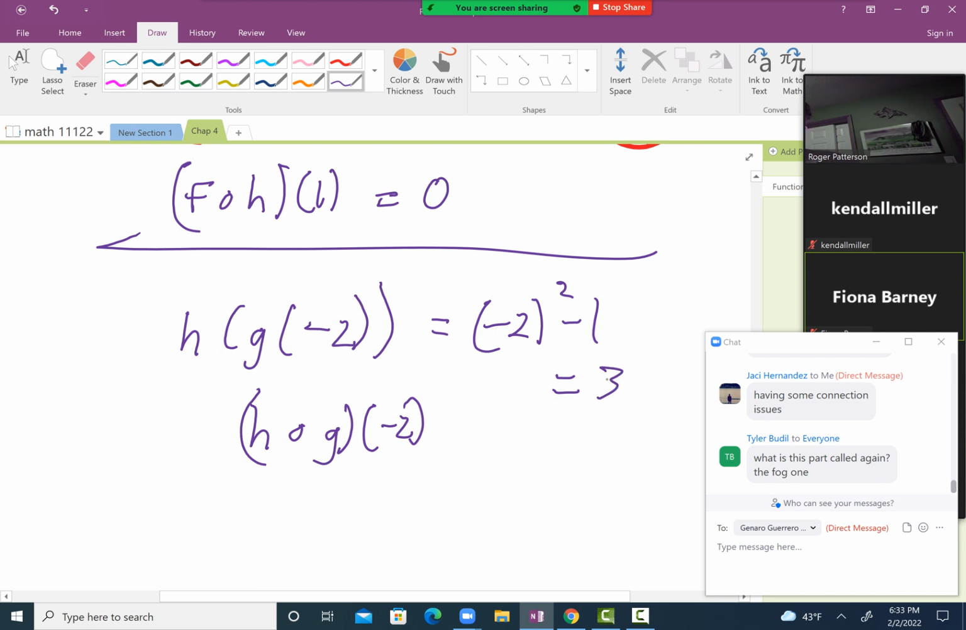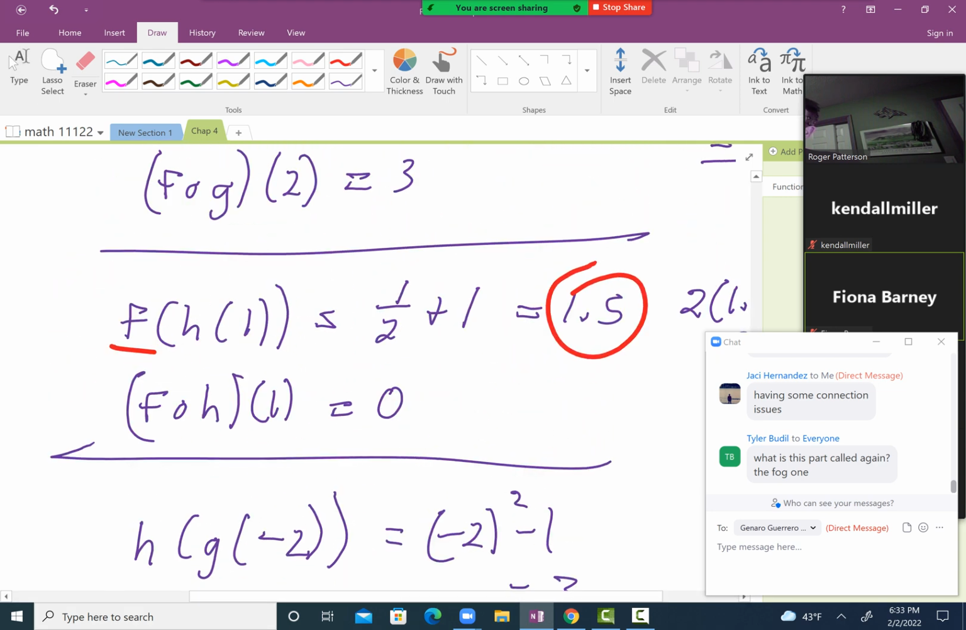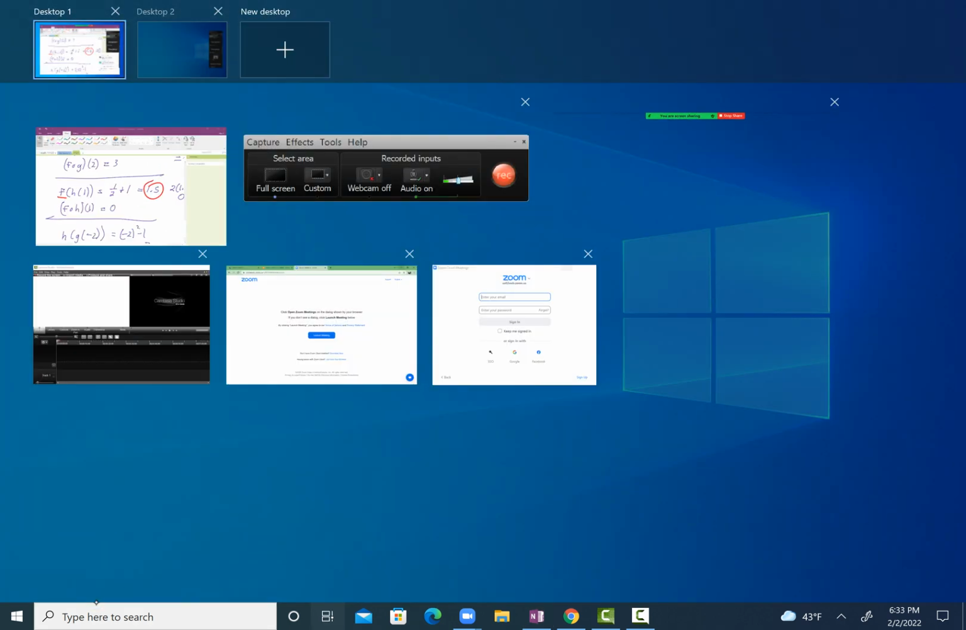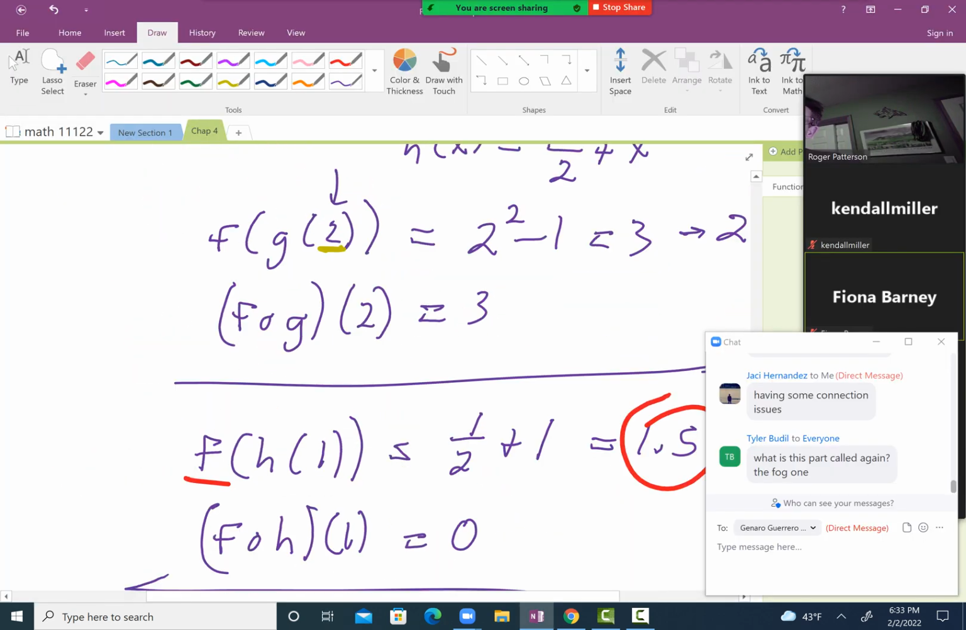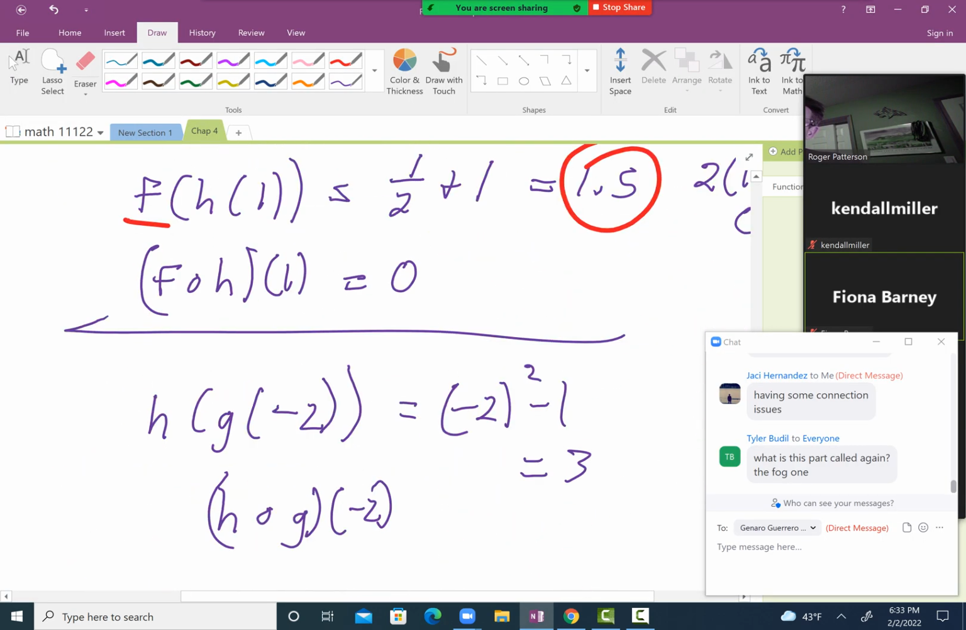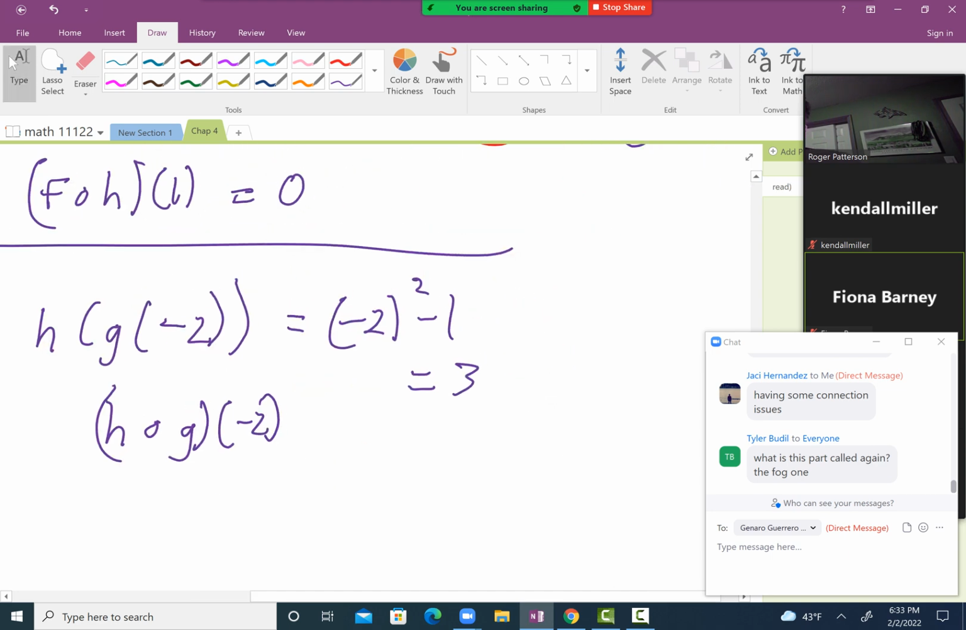Then that 3 goes into the h function. So I come up here to the h. That was 3 over, I think it's going to be x. Oh boy, so it's x over 2 plus x. So now I'm going to go 3 over 2 plus 3. So that's going to be 4.5. So my answer is 4.5. Does anybody have any questions on that part? Ask away if you do.